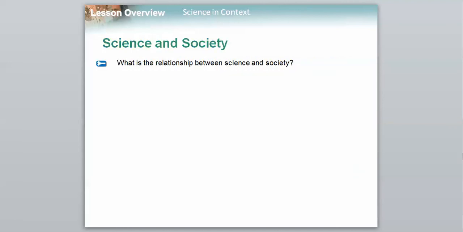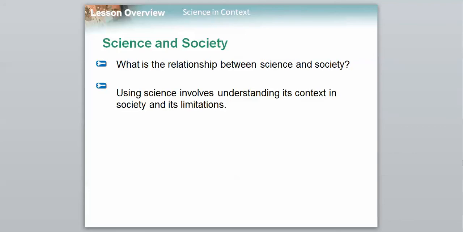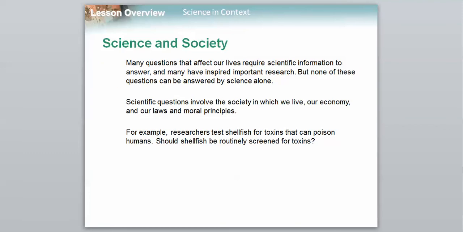So after we have all of these theories come up and we study the science, how are we going to relate science to society? Because that is kind of the ultimate goal. We come up with these theories for a reason, to help us out as a world. And it also involves understanding its context and its limitations. So maybe we can't necessarily apply every single aspect of science to every single aspect of society. Many questions that affect our lives require scientific information to answer, and many have inspired important research. But none of these questions can be answered by science alone.